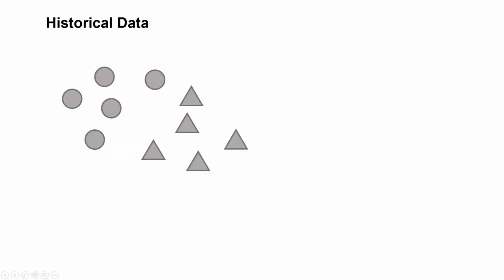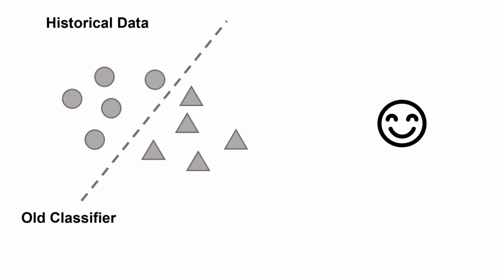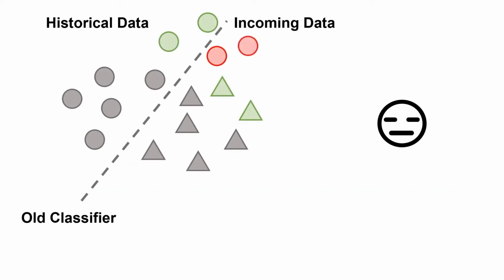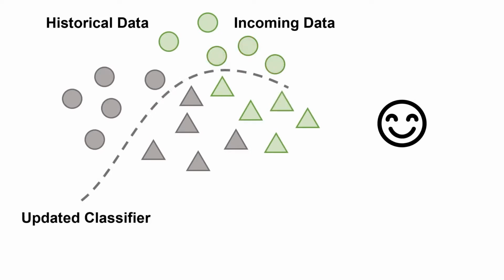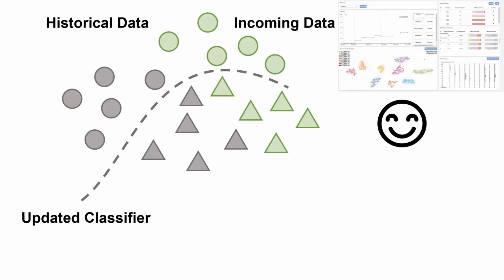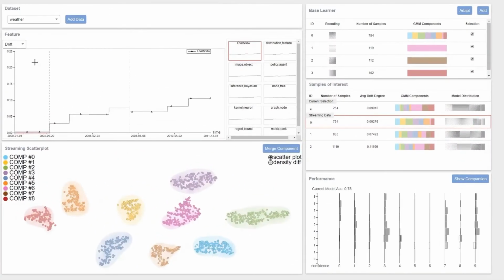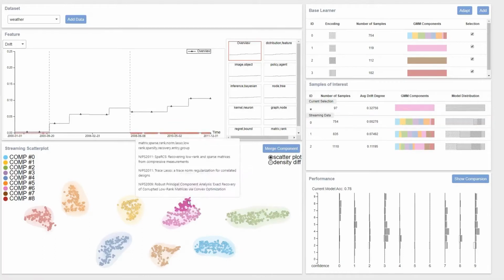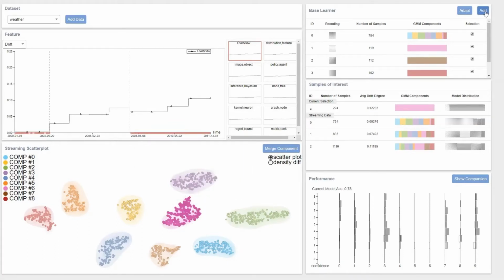The classifier trained on the historical data may fail to classify the incoming data when the data distribution is changing. This phenomenon is called concept drift. To handle the concept drift, we developed Drift VIS, a visual analytics system to help the expert understand when, where, and why the drift happens, and update the model to improve performance.